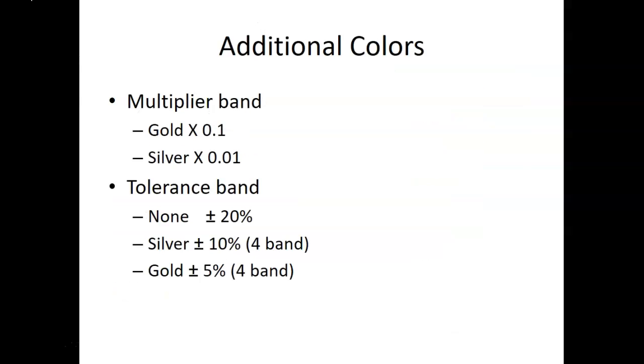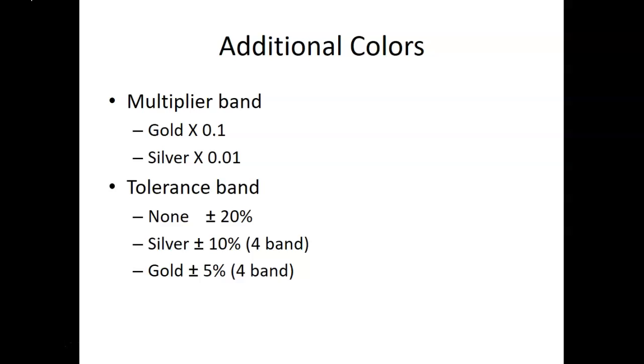So, additional colors. In the multiplier band, there are 2 other colors that you can put there, and they are gold and silver. Now gold, they tell you multiply to the 0.1. I say multiply by 10 to the negative 1. Silver is multiplied by 10 to the negative 2.